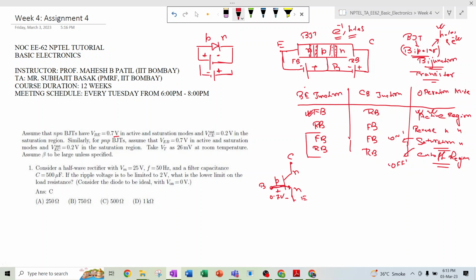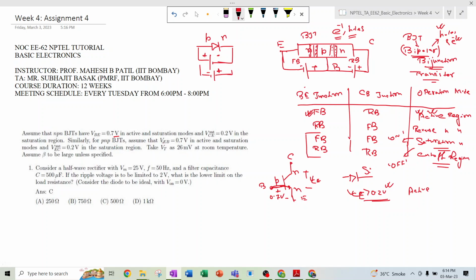You have already studied that this 0.7 volt is the cut-in voltage of the PN junction. That depends on the material you are using. Suppose for silicon it may be 0.7 volts, for other materials it will change. For gallium arsenide it will be much more than that. And this VCE saturation, that means the voltage drop across the collector and the emitter, should be greater than 0.2 volt, otherwise it will go to the saturation mode. If it is greater than 0.2 volt, then only it can act in the active region. So this information is given.